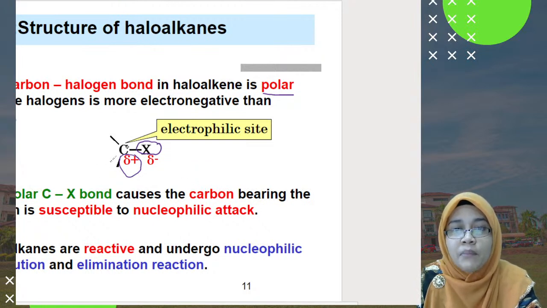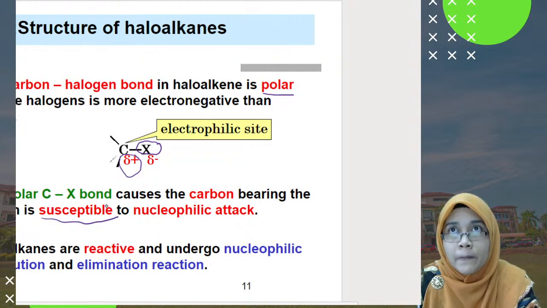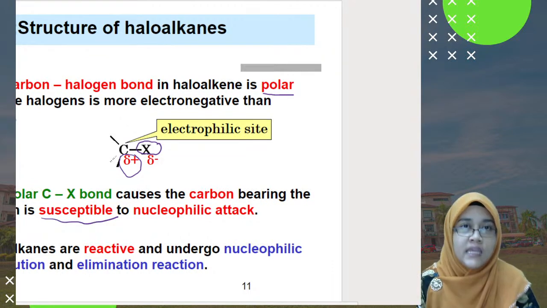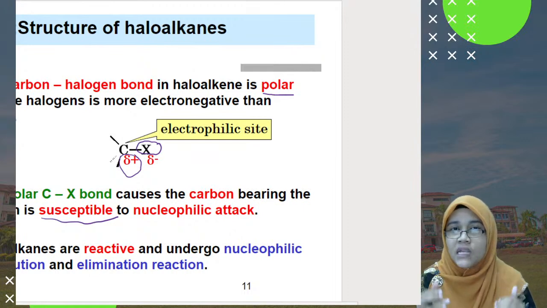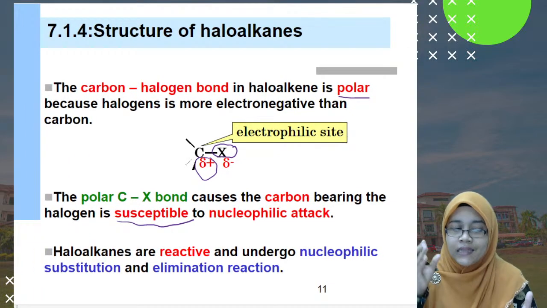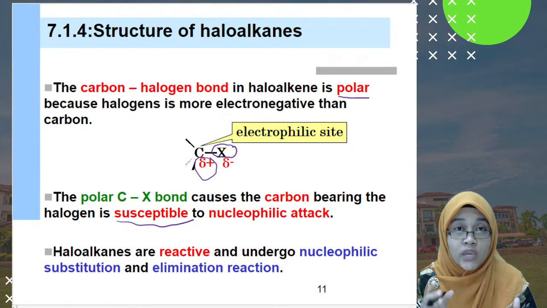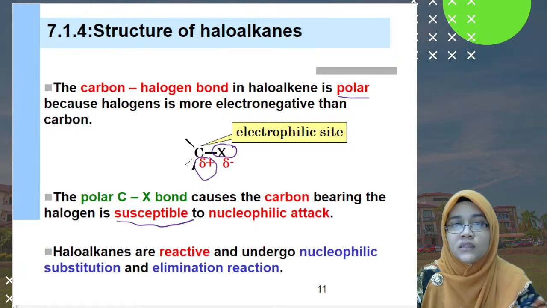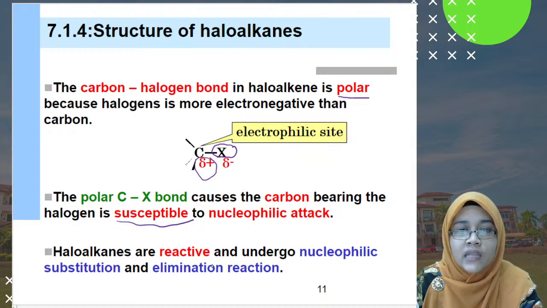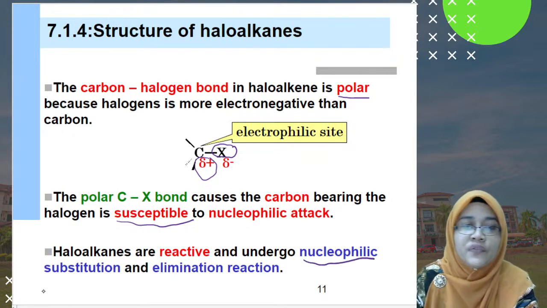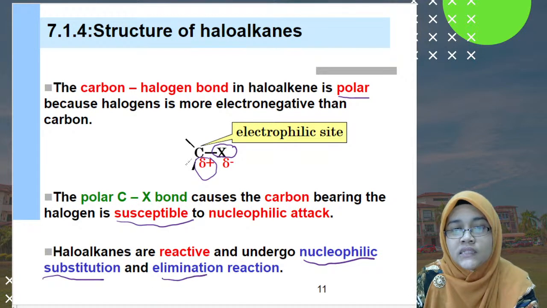Alright, so this carbon bearing the halogen is susceptible, meaning that it is exposed to nucleophilic attack because this carbon has a very low density of electron, a poor region of electron. So it is the best location, the best spot for the new nucleophile to attack. Alright. So haloalkanes are reactive and undergo two types of reactions. One is nucleophilic substitution, and the other one is elimination.